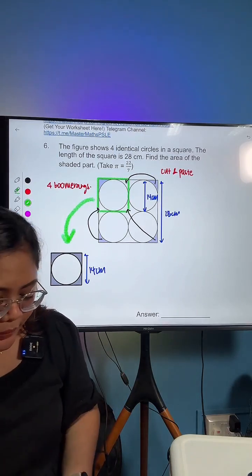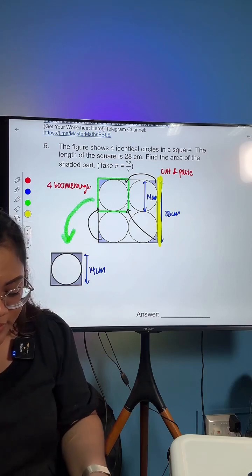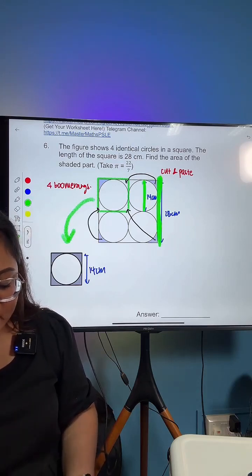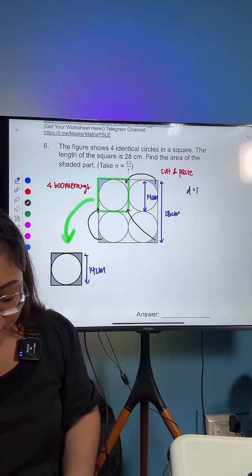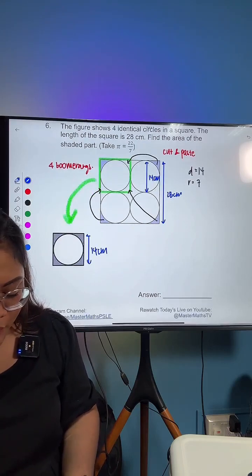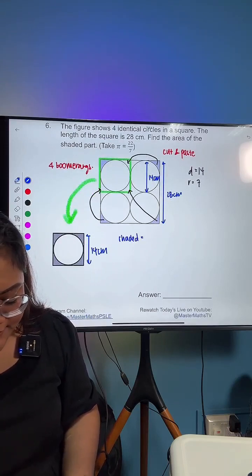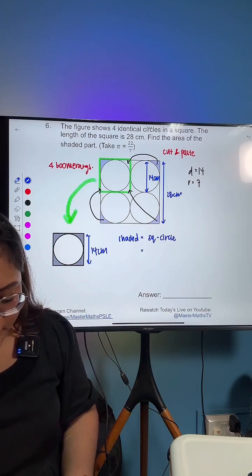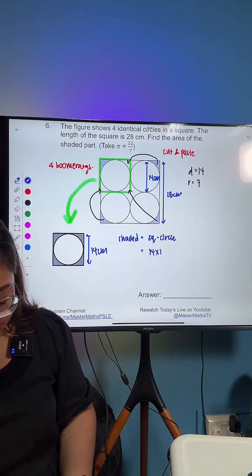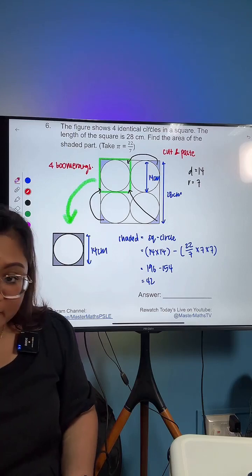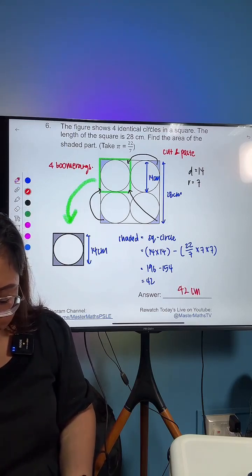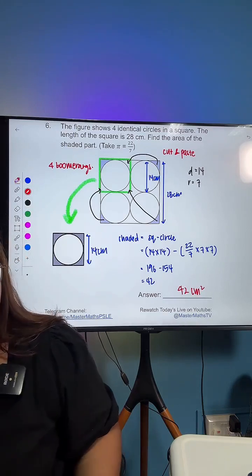We have this diameter, which is the length of the square 28, hence the diameter of the circle is 14. Diameter is 14, radius would then be 7. To find the shaded portion, we are just taking square minus circle. The square is 14 times 14. The circle is pi r squared, which is 22 over 7 times 7 times 7. You should get 196 minus 154 to give you 42 cm squared. Everybody good? I think quite a number of you have gotten 42. Excellent.